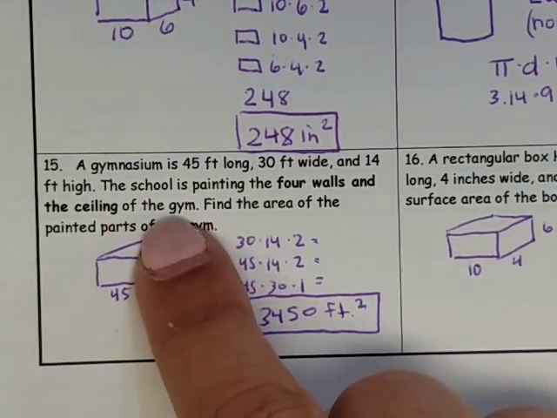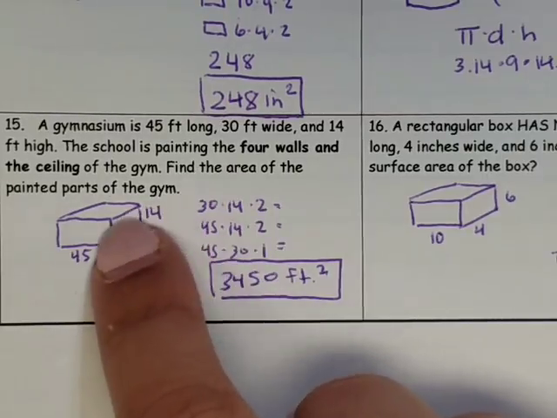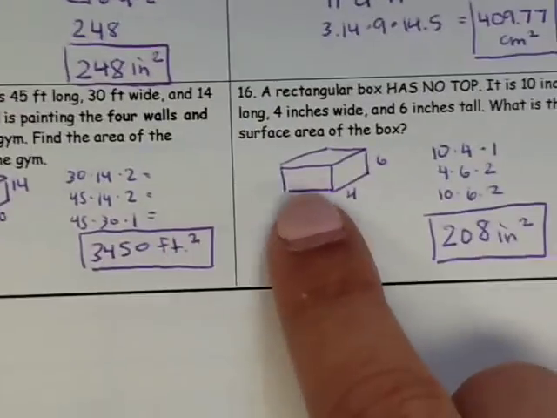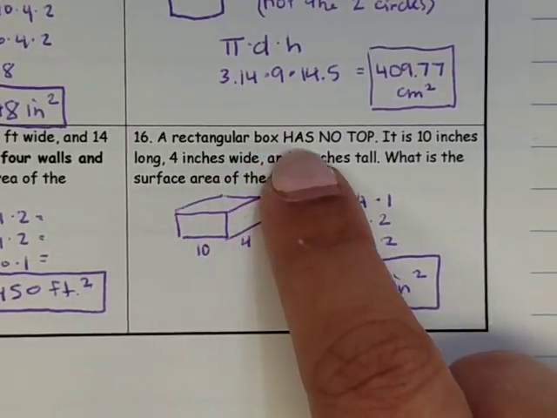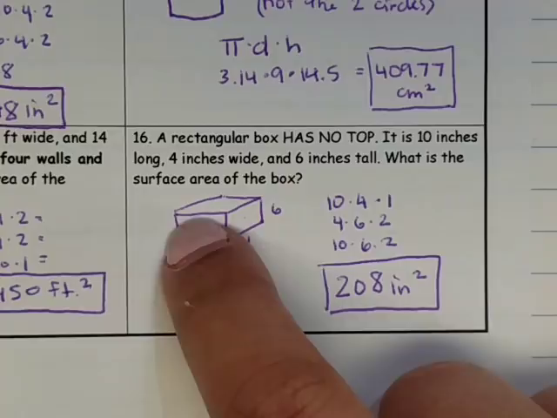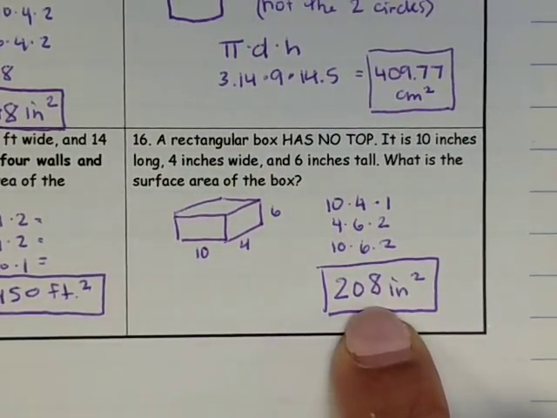I know earlier I said that for volume, it does not matter which order you put the numbers in, but for surface area, it does matter. So make sure that you label those correctly. All right, then number 16 is very similar to number 15. A rectangular box has no top. So we're only finding the area of the 4 sides plus the base, and that's what I did here, and I got 208 inches squared.